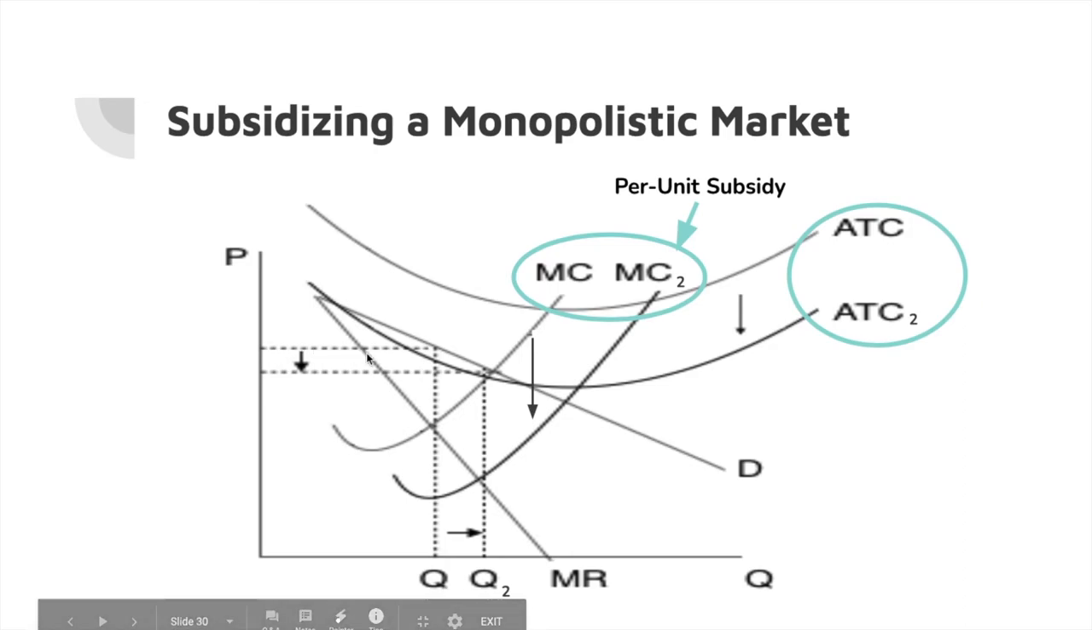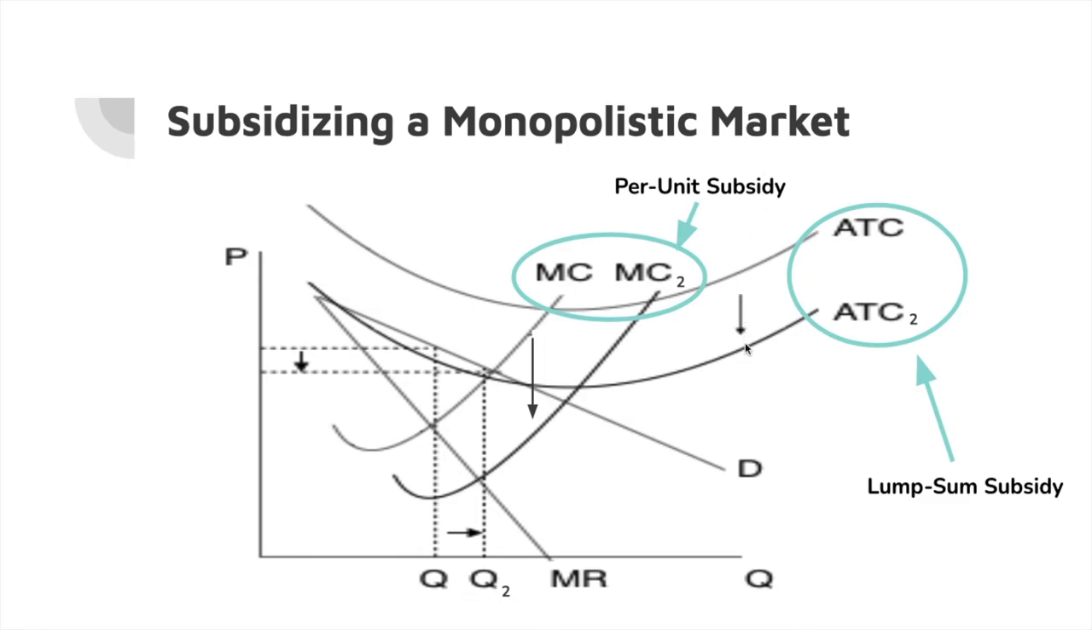But if the government subsidizes them, it's encouraging the monopoly to increase output, and potentially to the socially optimal output, to fix all of those inefficiencies, and in doing so, decrease price as well. The average cost curve is only affected by lump sum. So if we get a lump sum subsidy, it will decrease that ATC curve. Now, even though that only affects profit or loss, that's still a big deal, right?